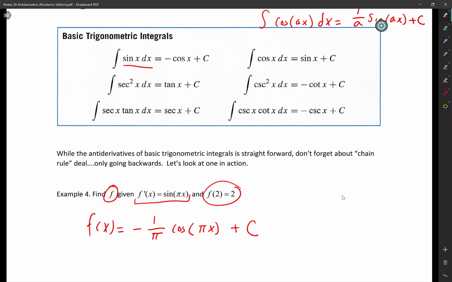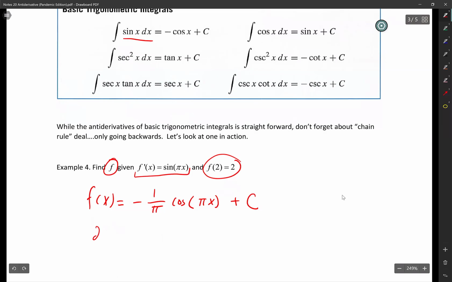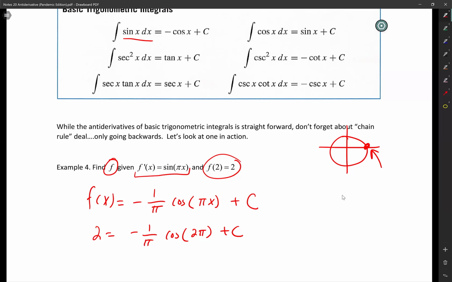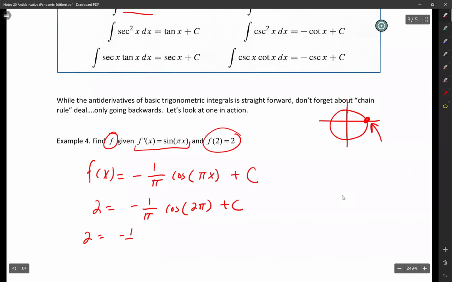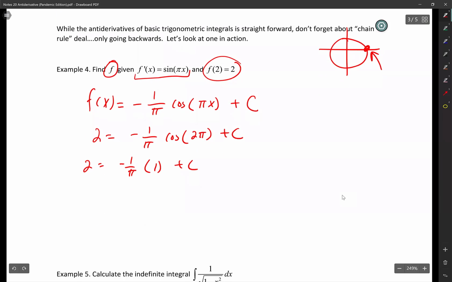So how do I find the c value? I'm just going to plug in the 2. So 2 equals negative 1 over pi cosine of 2 pi plus c. That's not extreme pre-cal, just a little bit. That's 2 pi right there. It's cosine, so my value is 1. So 2 equals negative 1 over pi times 1 plus c. I guess you don't even have to do that. 2 equals negative 1 over pi plus c.